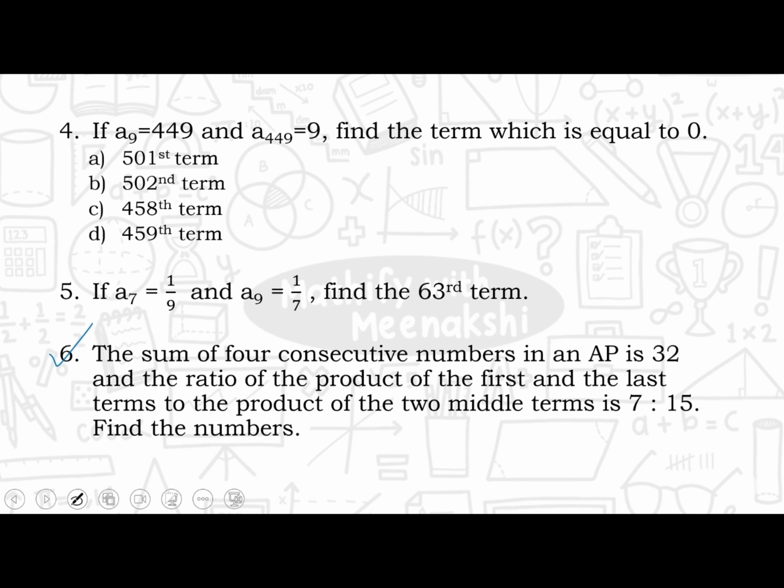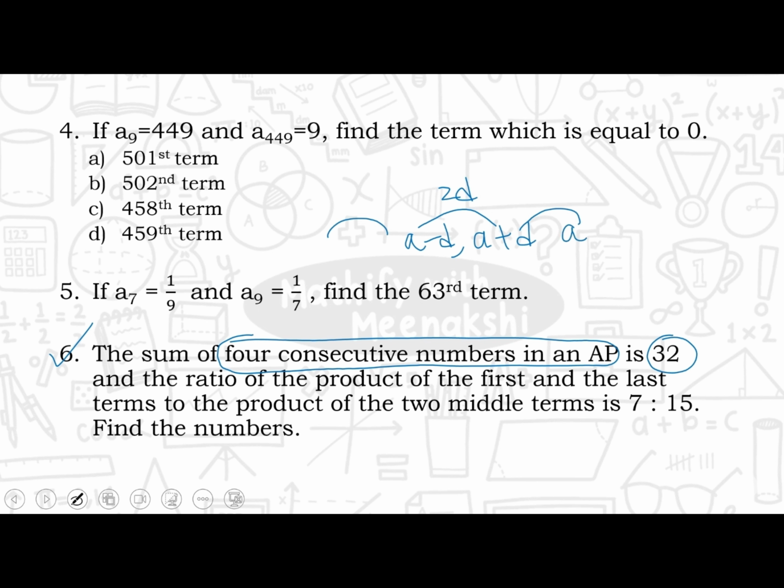Now let's move to the sixth question. Here they are saying the sum of four consecutive numbers in an AP. So let's write the general form. Whenever they say four consecutive terms and the sum is given to you, just take the terms like a minus d, a plus d. Now here the difference is 2d, so you will take the difference of 2d for the next two terms also. So here it's a plus 3d, and here it's a minus 3d. So whenever in a question they say four consecutive terms whose sum is given, just take these four terms: a minus 3d, a minus d, a plus d, a plus 3d.